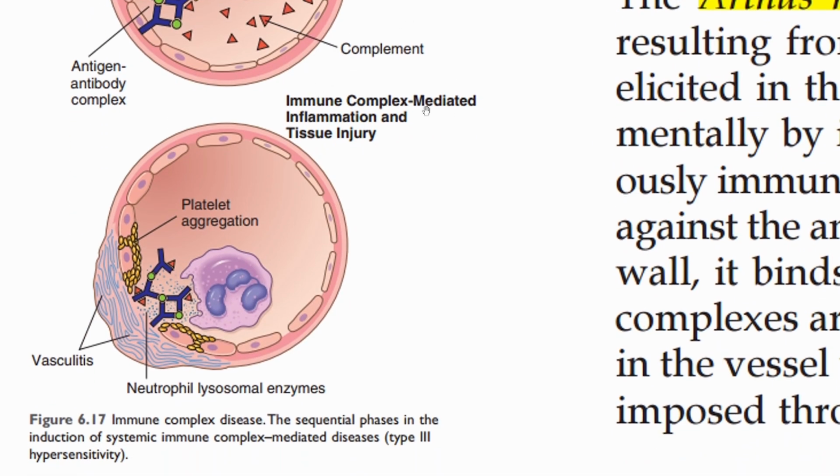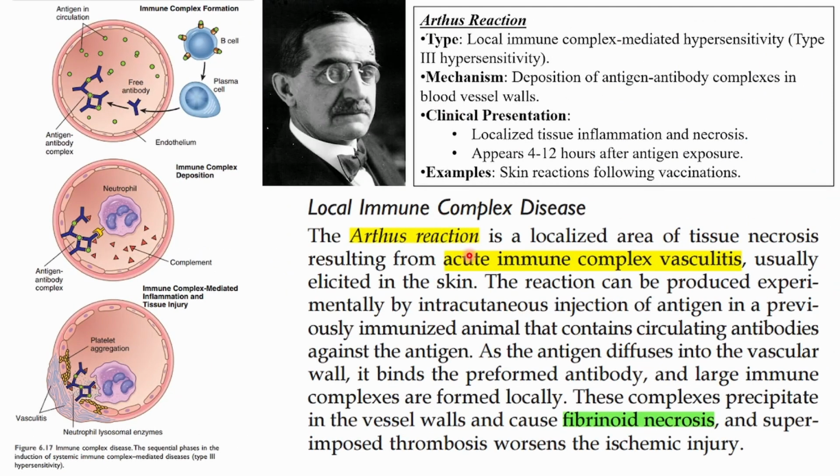Next, immune complex mediated inflammation and tissue injury. See, here all the enzymes are released, there is damage in the blood vessel, there is vasculitis. So neutrophil lysosomal enzymes and all. Okay, next, so what is Arthus reaction? Arthus reaction is a localized area of tissue necrosis resulting from acute immune complex vasculitis, usually elicited in the skin.